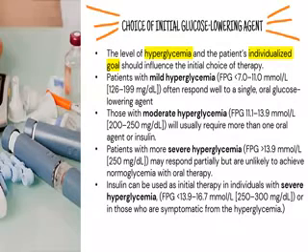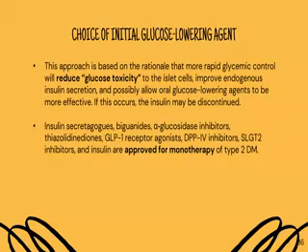Insulin can be used as initial therapy in individuals with severe hyperglycemia, 250 to 300, or in those who are symptomatic from the hyperglycemia. This approach is based on the rationale that more rapid glycemic control will reduce the glucose toxicity to the islet cells, improve the endogenous insulin secretion, possibly allow oral glucose lowering agents to be more effective. If this occurs, the insulin may be discontinued.